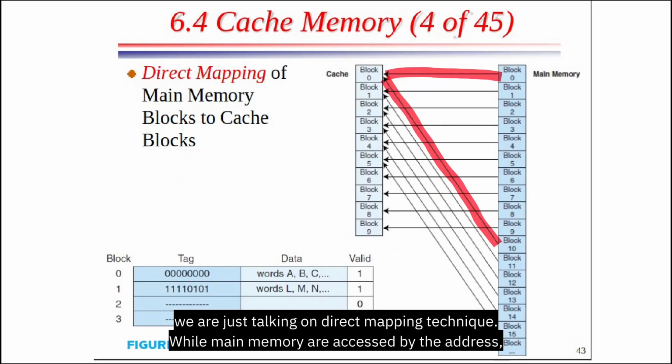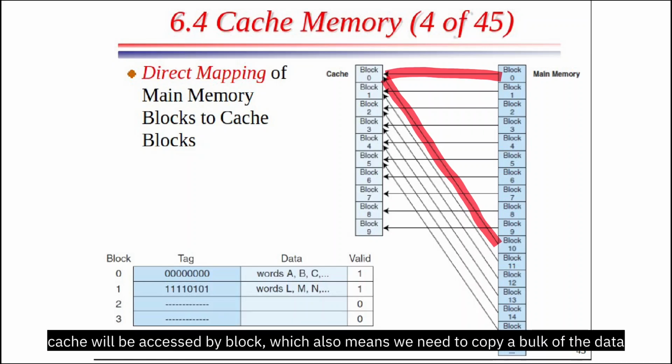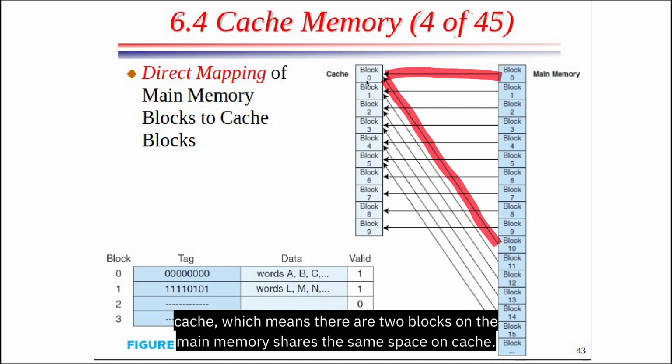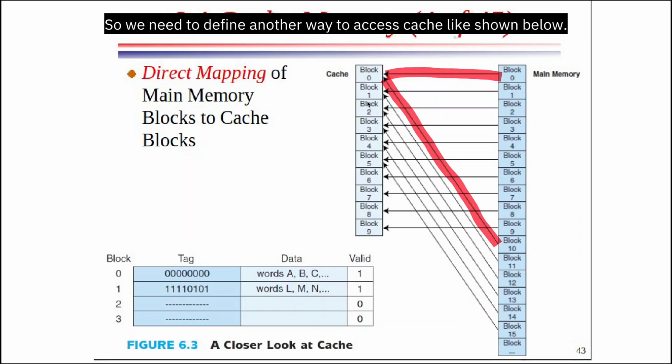While main memory is accessed by address, cache is accessed by block, which means we need to copy a bulk of data at once. And you see, because two blocks of memory point to one block of cache, two blocks in the main memory share the same space in cache. So we need to define another way to access cache, like shown before.